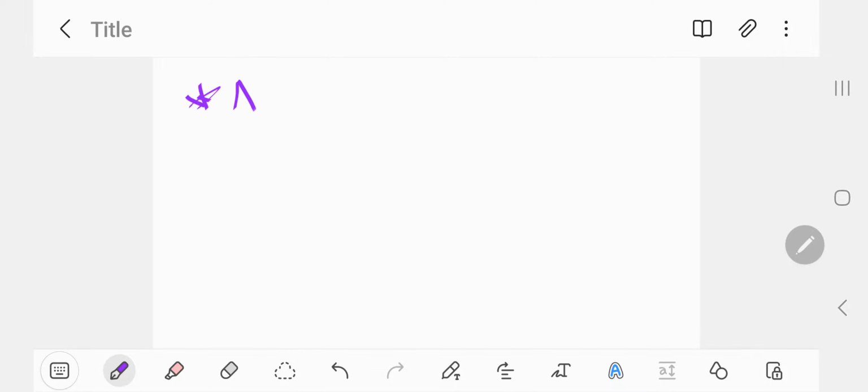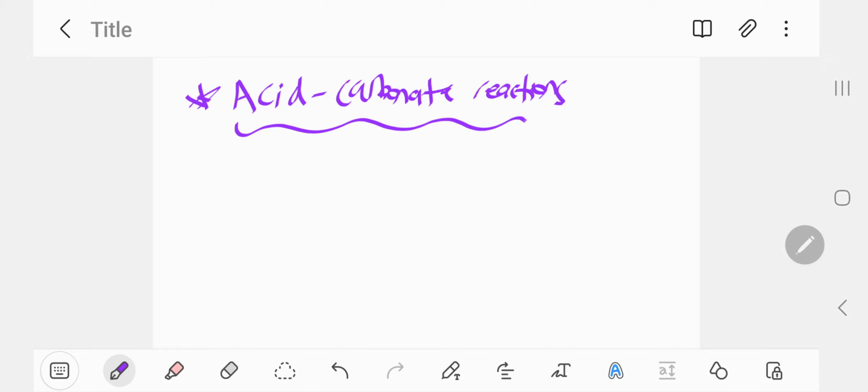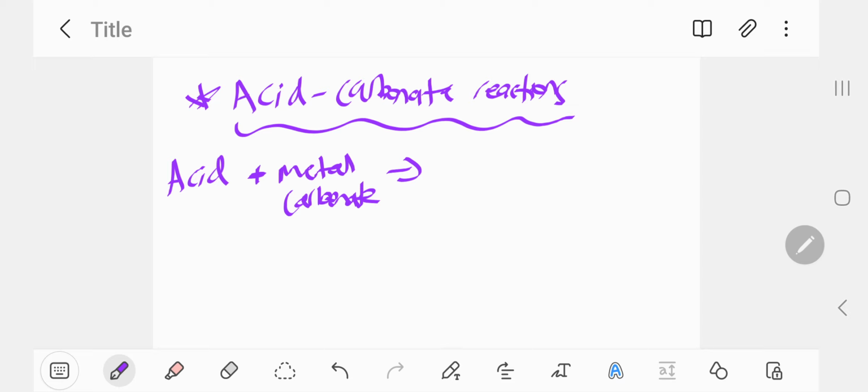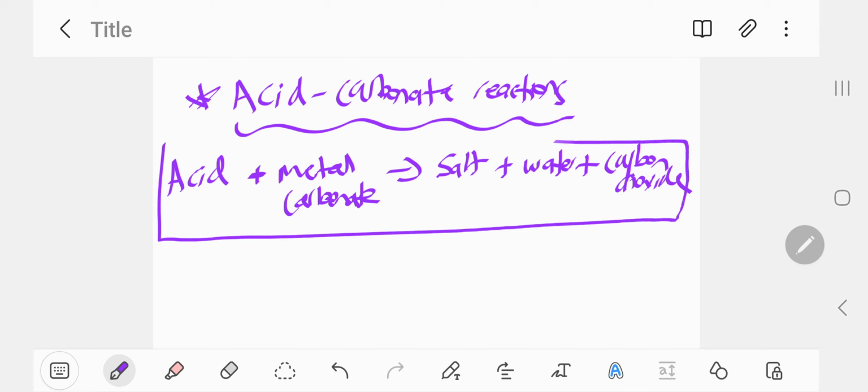This is a video looking at acid carbonate reactions. So when an acid reacts with, so the plus means reacts with, a carbonate, okay, so a metal carbonate, what you get is a salt, water, and carbon dioxide. This is the general word equation for an acid and metal carbonate reaction.